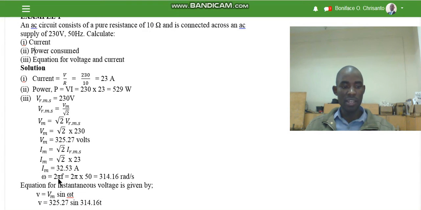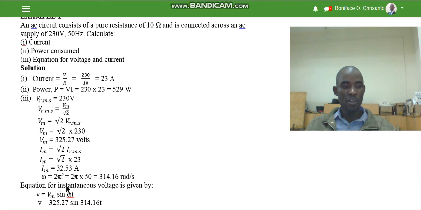We have also discussed before that omega is the angular velocity, which is given by 2 pi f. That is, omega is given by 2 pi multiplied by the frequency. Remember our frequency is 50. If you multiply this expression, you get 314.16 radians per second, because omega represents the angular speed.